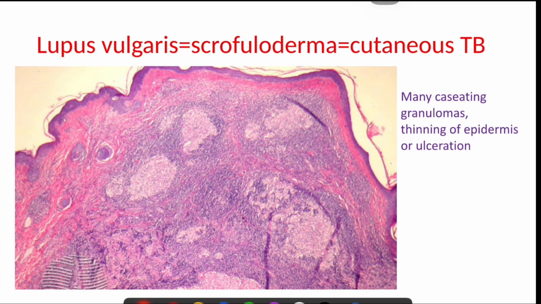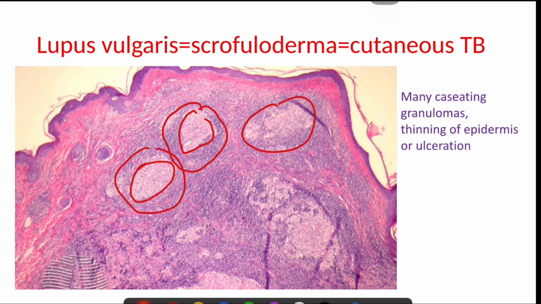Now some other conditions, like lupus vulgaris, which is also called scrofuloderma or cutaneous TB, where you can find caseating granuloma. So this is pink caseation, and these are the multiple granulomas, and there is thinning of the epidermis, or sometimes ulceration may be present.